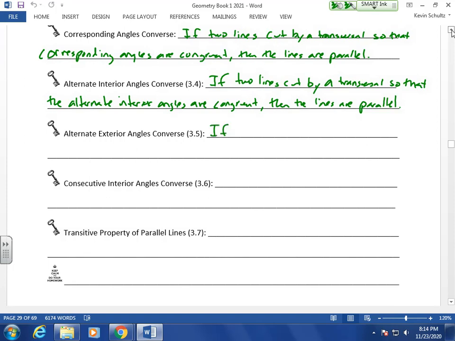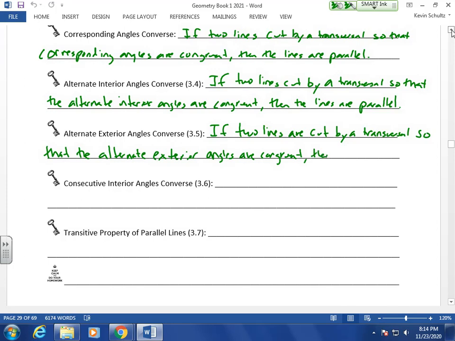Alternate exterior angles converse. If two lines are cut by a transversal so that the alternate exterior angles are congruent, then the lines are parallel.